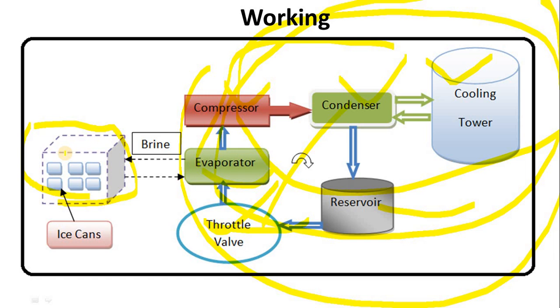So what exactly does the ice can do? Initially, in the ice can, water is stored, and when it comes in contact with the brine solution, the brine solution gets cooled and provides the cooling effect to the ice cans, and ice manufacturing takes place. The general time required to manufacture that ice is around 7 to 8 hours. So this is the construction and working of the ice manufacturing industry. In the next slide you will get detailed information about how exactly the ice will form.